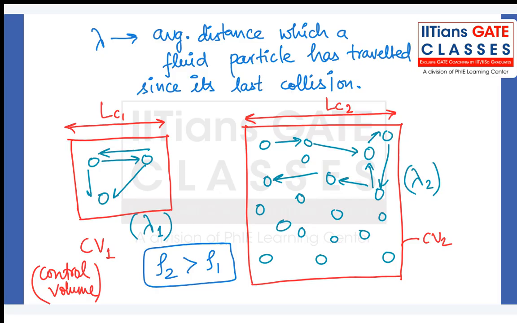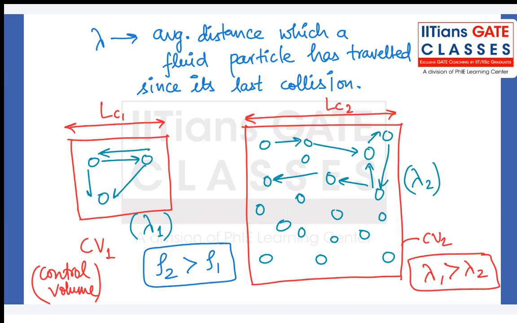Lambda 1. Lambda 1 will be more, right? Because the density is less. Or you can say in terms of density, how the density is less? The space is more compared to the number of particles. Correct. So I can say that lambda 1 will be more than lambda 2. So this lambda is actually your mean free path. How much distance a particle is traveling before the collision.